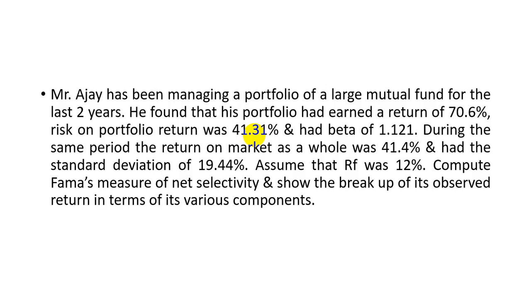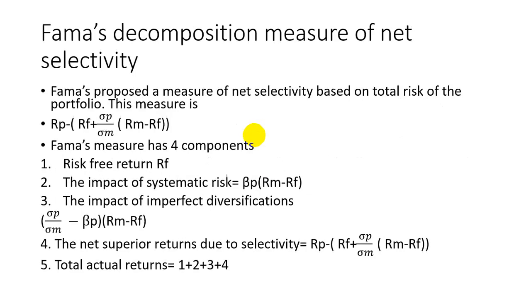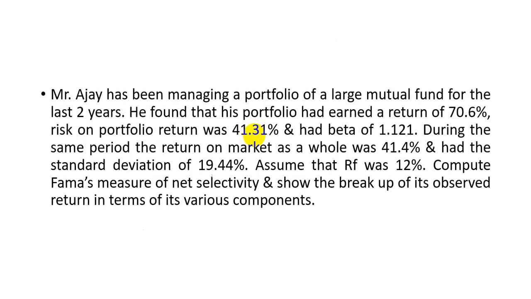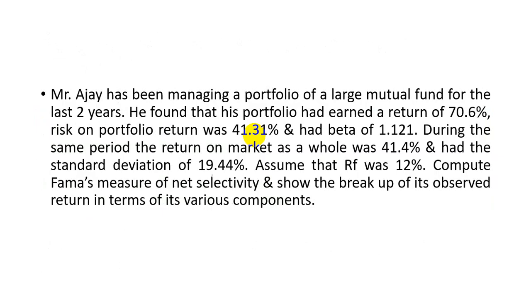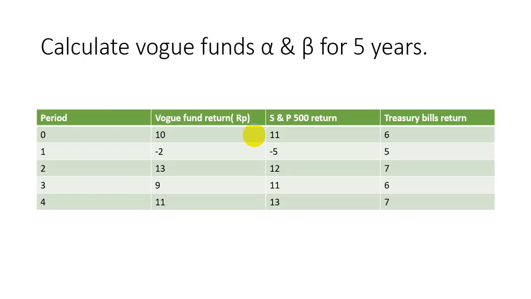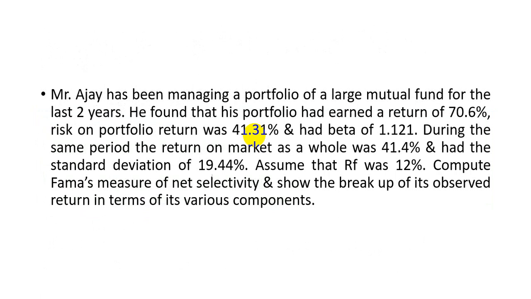So standard deviation of P, you require standard deviation of P also, right? So that is 41.31, and it has a beta of 1.21, which is also required for the second step. So beta has been given as 1.21. During the same period, the return on market as a whole was 41.4. So RM has been given as 41.4, and it had a standard deviation of 19.44. So standard deviation of M will be 19.44.